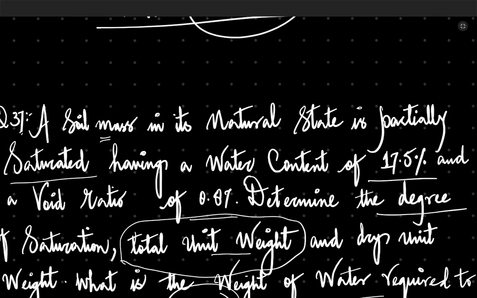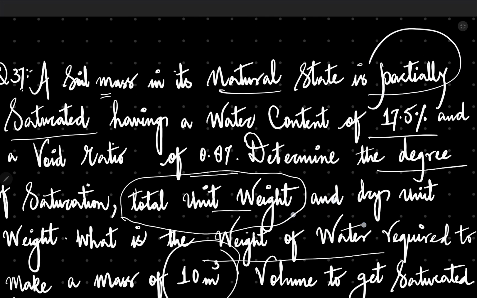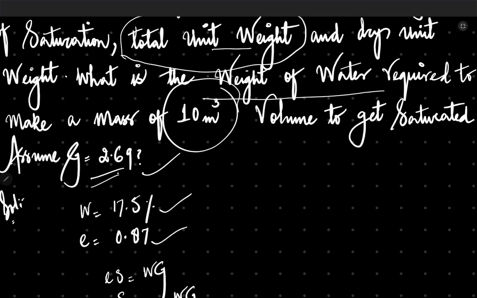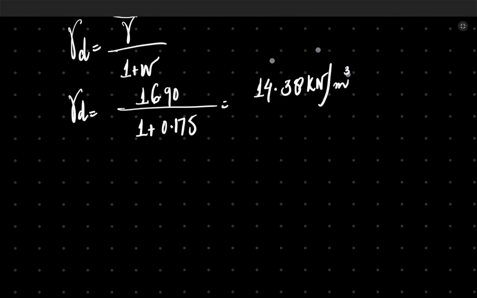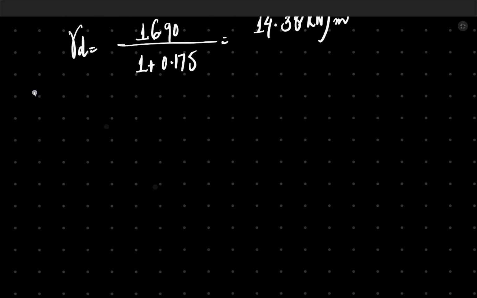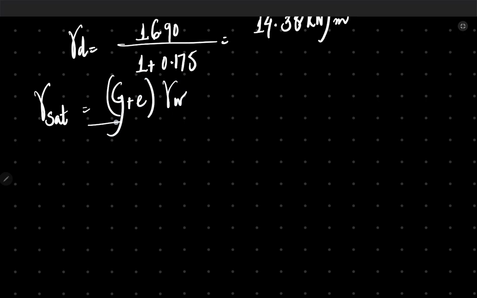Because in the question it was given that the soil mass is in natural state and it's partially saturated. Now we have to calculate the weight of water required to make volume of 10 cubic meter of this soil fully saturated. For that, I'll be calculating the saturated unit weight first. Saturated unit weight is equal to (G plus e) times unit weight of water, divided by 1 plus e.